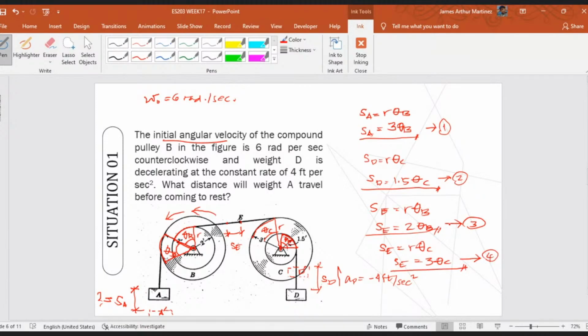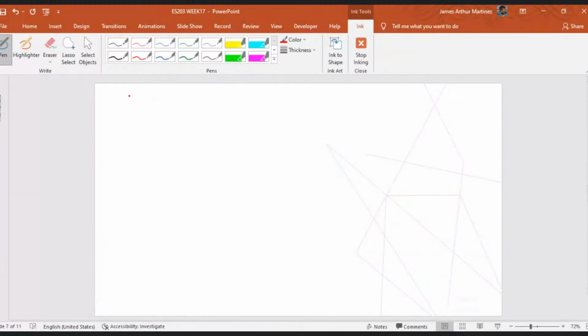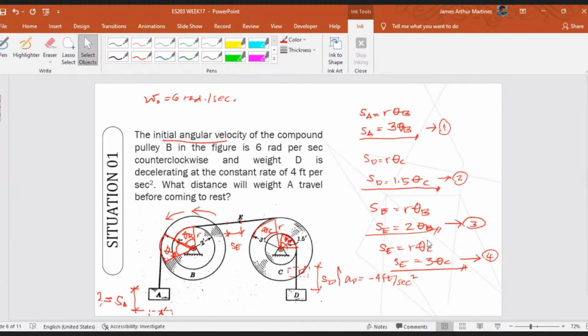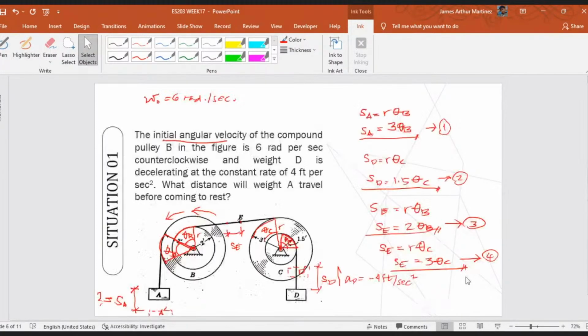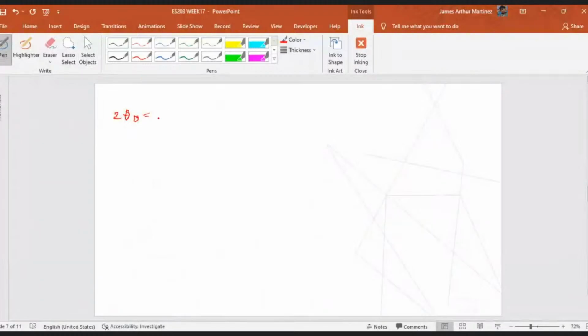Now we can equate equation 3 and equation 4, since SE is the same in both. Equating 3 and 4, we have this form: 2 times the angular displacement of B is equal to 3 times the angular displacement of C.